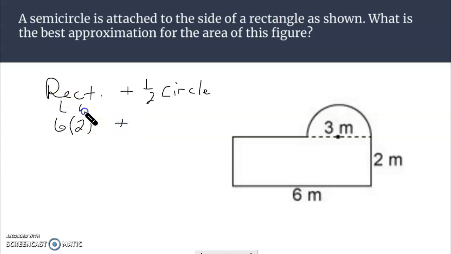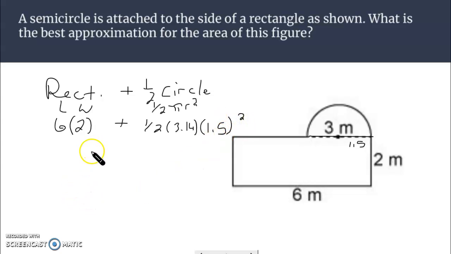Well, here, let me get the formulas here. Length and width, then 1/2 pi radius squared. So we have 1/2 times 3.14. Now the diameter showing right here is 3, so radius would be 1.5. 1.5 squared. Putting all that in the calculator, we're going to get 15.5 square meters.